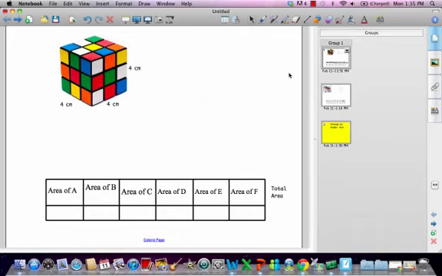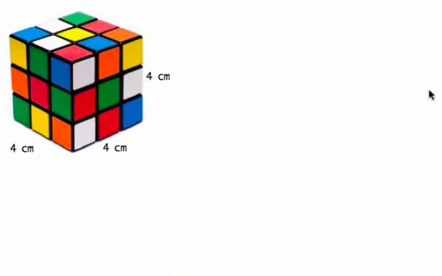Alright, it's a video on surface area. This is exciting stuff. You can see I've got a Rubik's Cube right here, height of 4 centimeters, a width of 4 centimeters, and then a length of 4 centimeters. All the sides are the same because it's a cube. That's what a cube does.